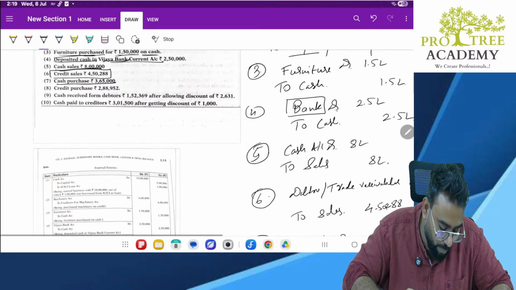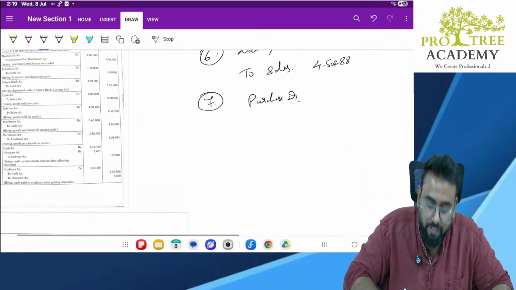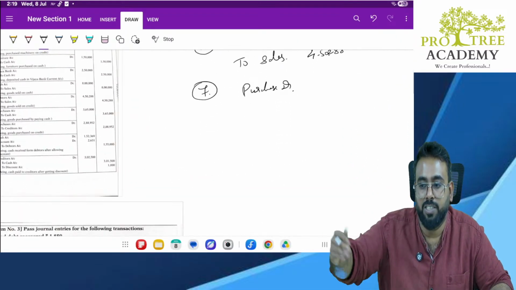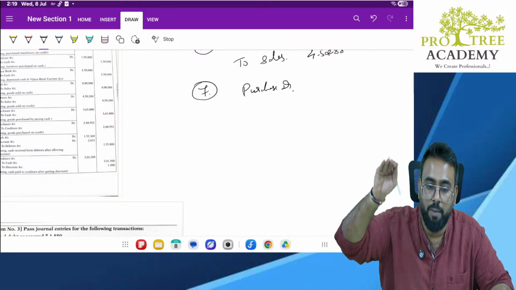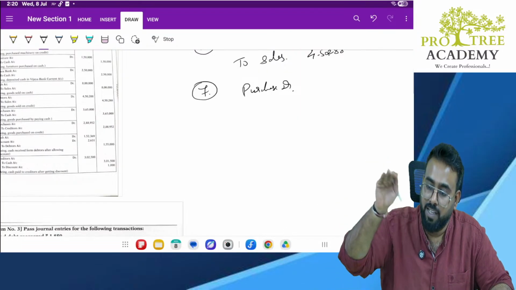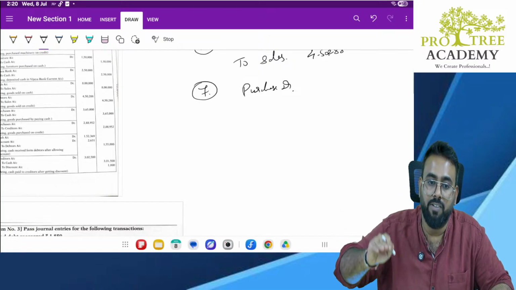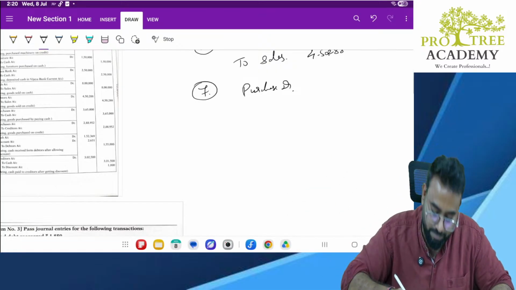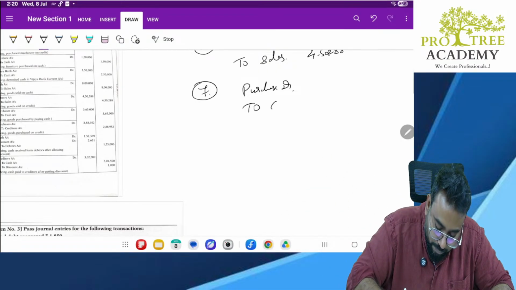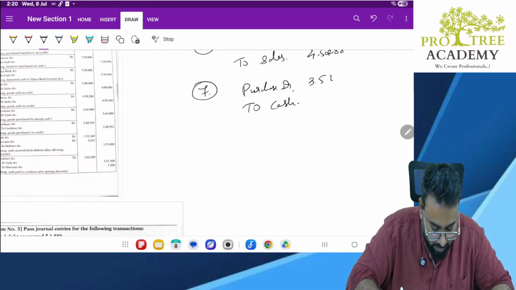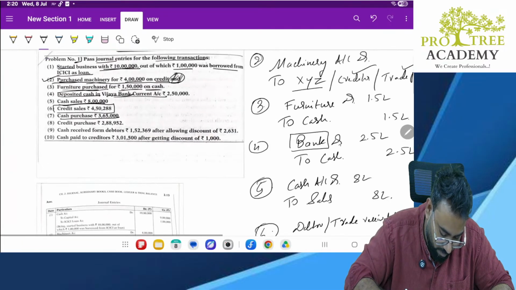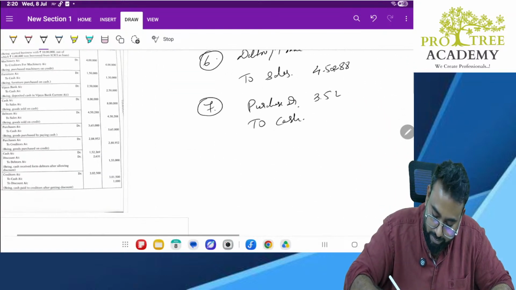Next, how have we purchased? By cash. When we purchase by cash, cash is going out of our business. So our cash balance will come down or go up? Come down. Cash is an asset. When the balance comes down, it will be credit. Clear? To cash, 3,65,000. Sorry.